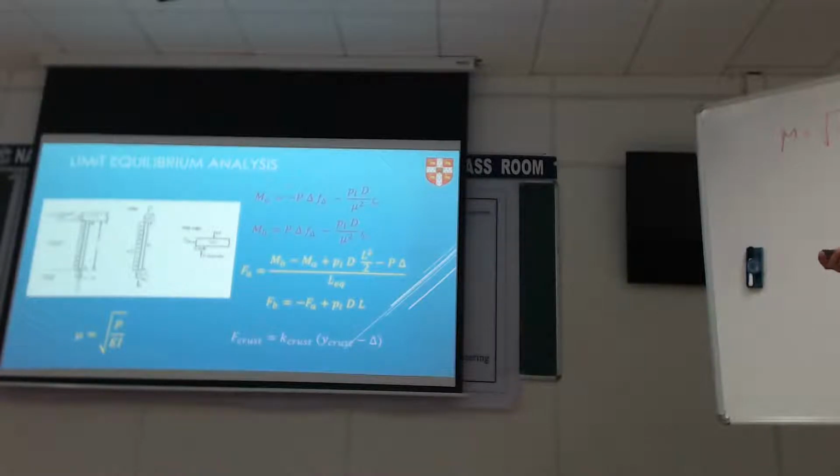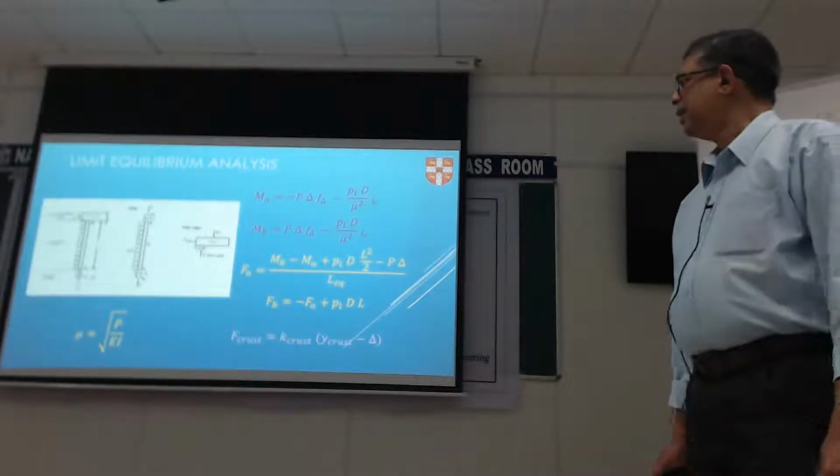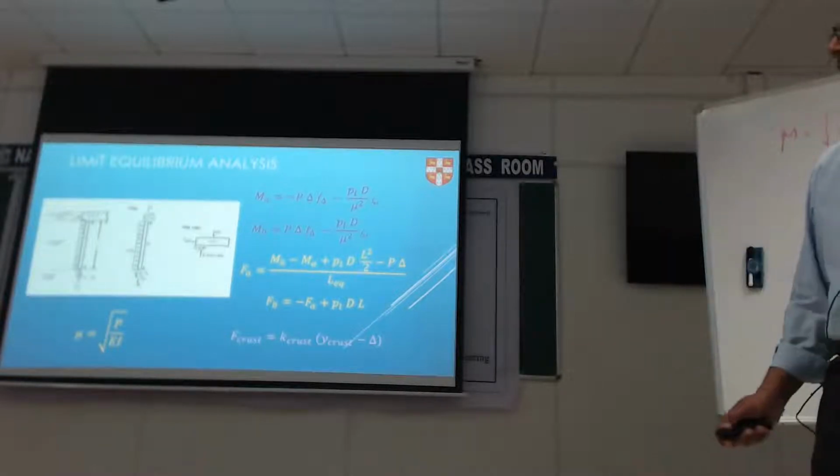At least, the simplest thing would be to say the equivalent length is the liquefiable thickness. So that is LEQ. NB minus MA plus the loading due to UDL minus P delta will give you FA, and FB will be simply minus FA plus the horizontal load, because sigma H must be 0. That is just for the pile.